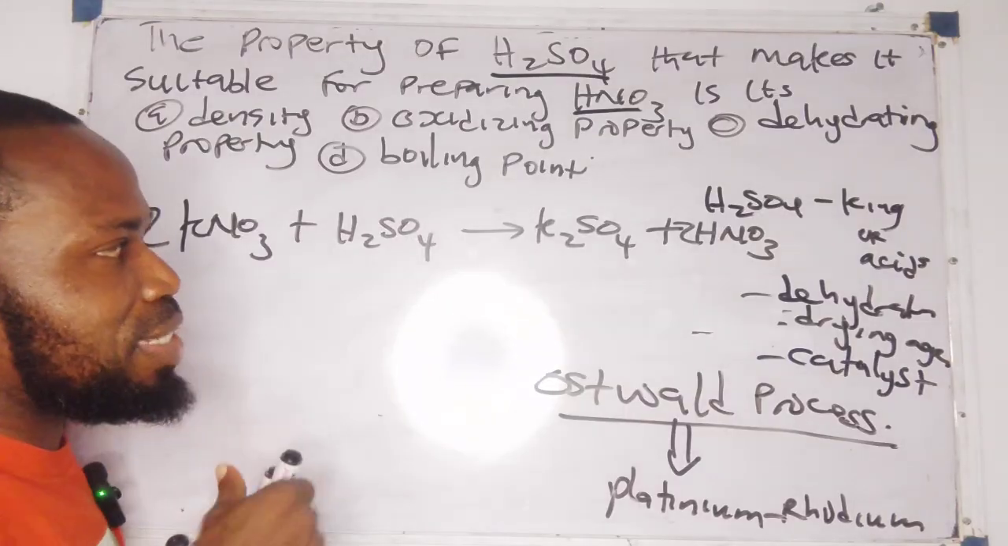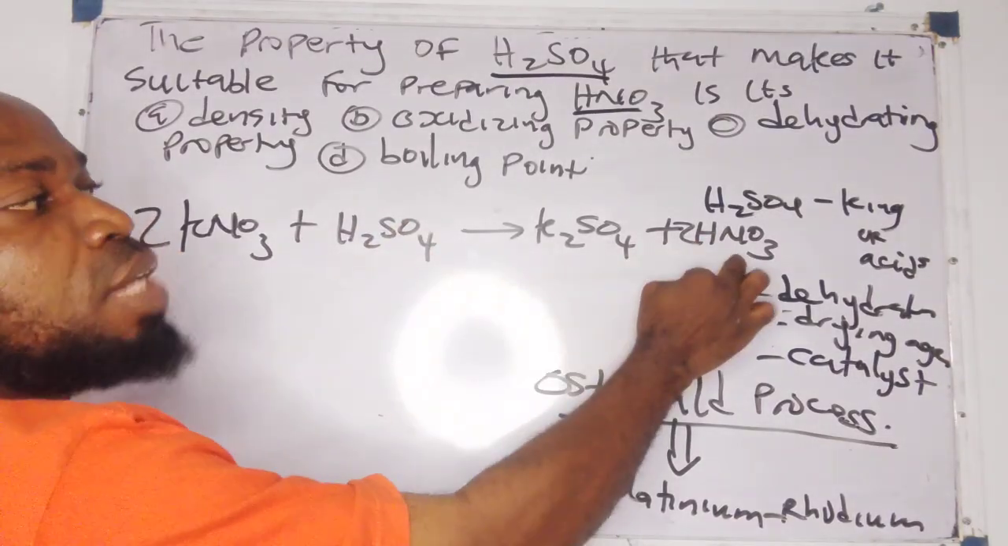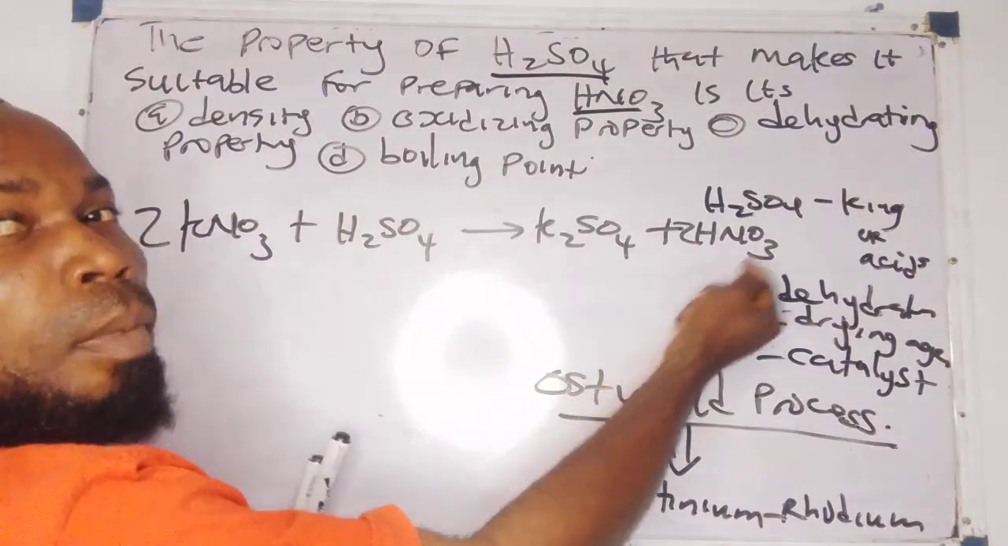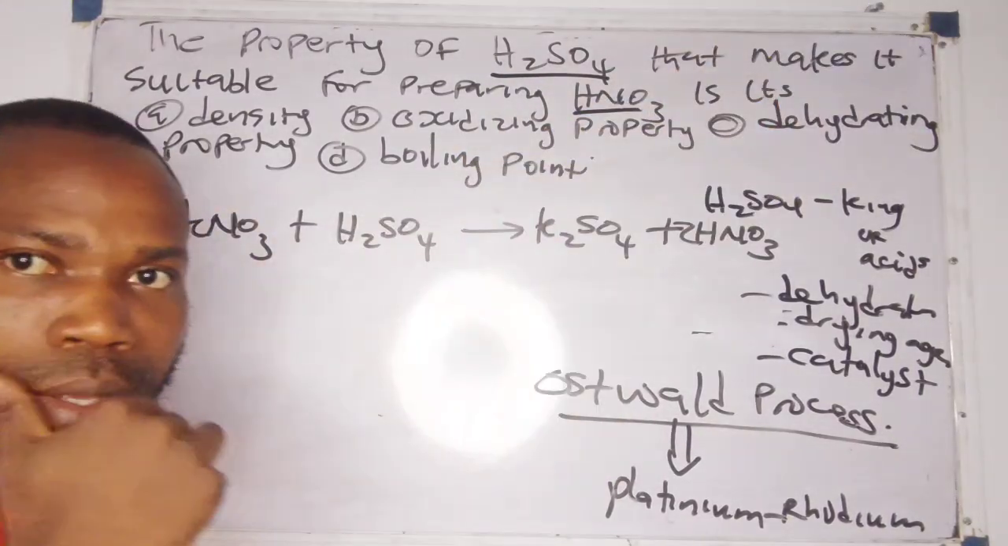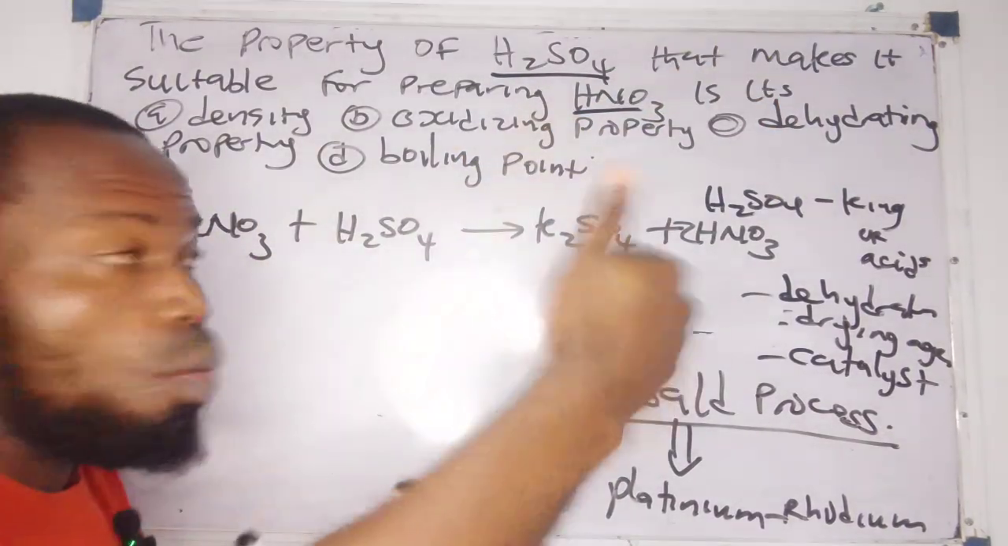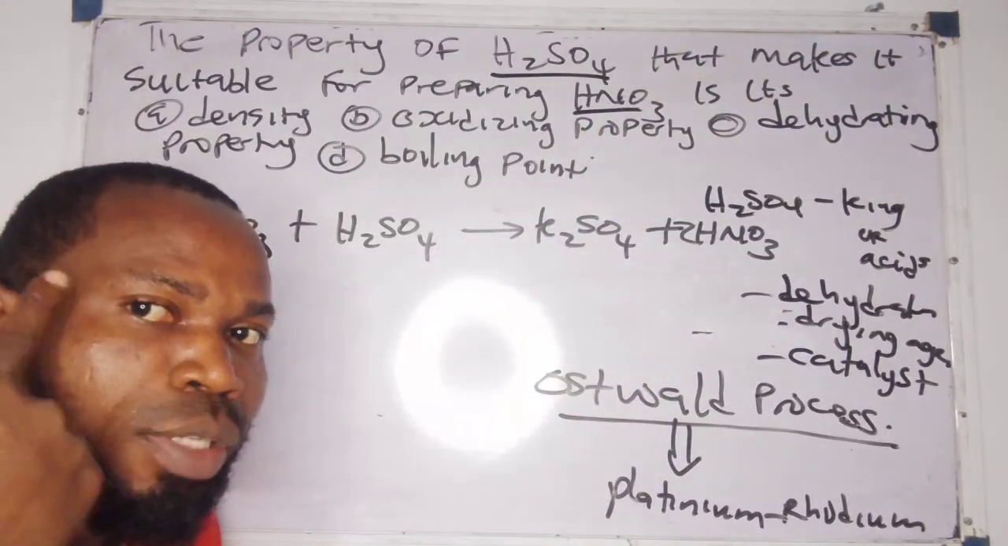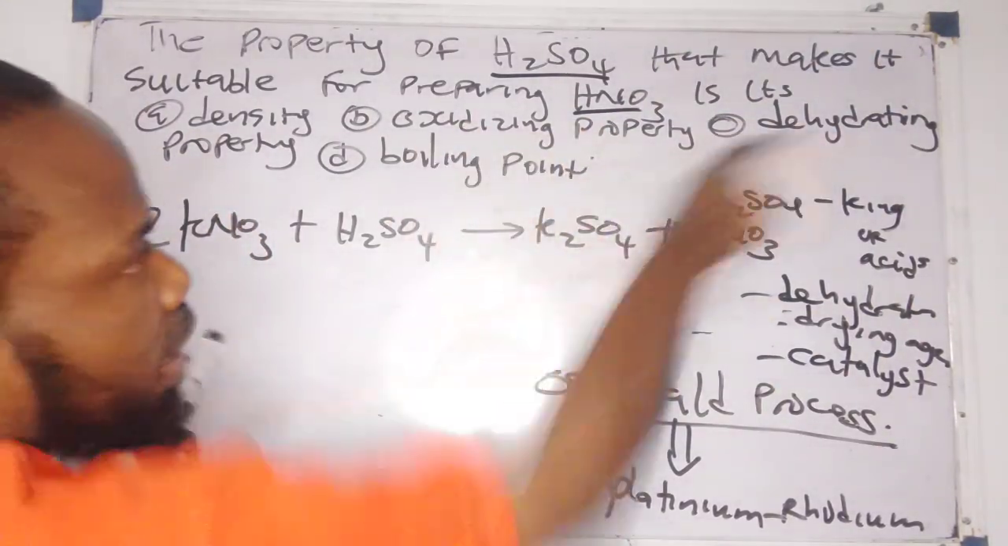Another thing you must know is that HNO3 is more volatile than H2SO4. It means it can easily escape. You understand? So it can easily escape. Now, you see, there are two answers in the option.